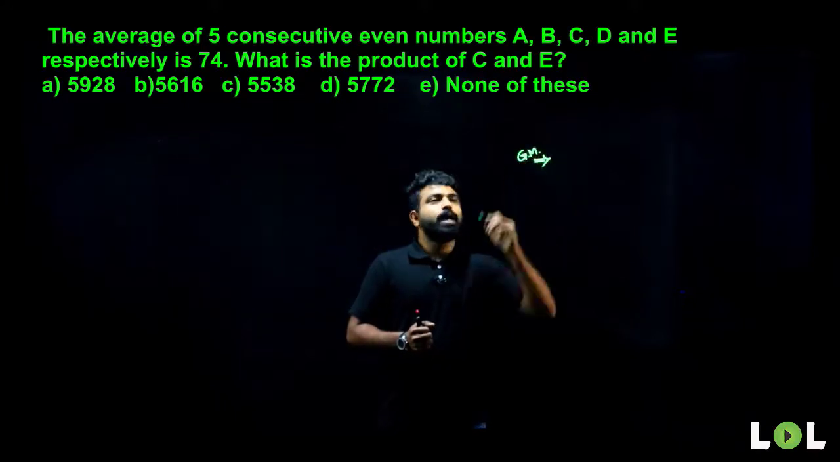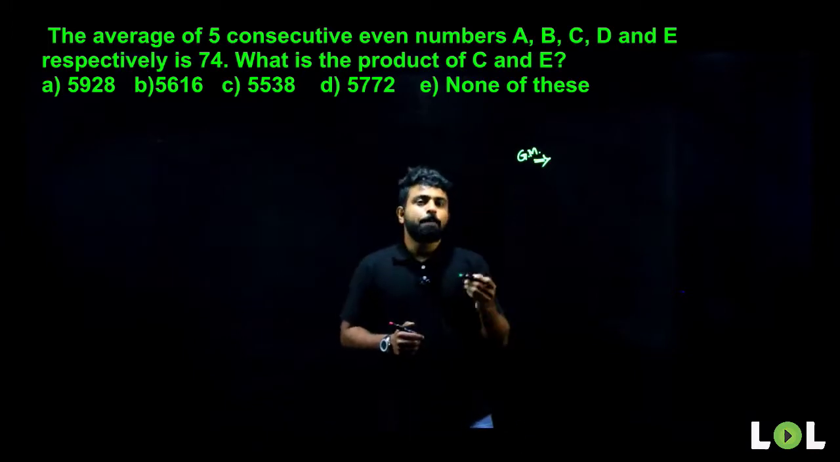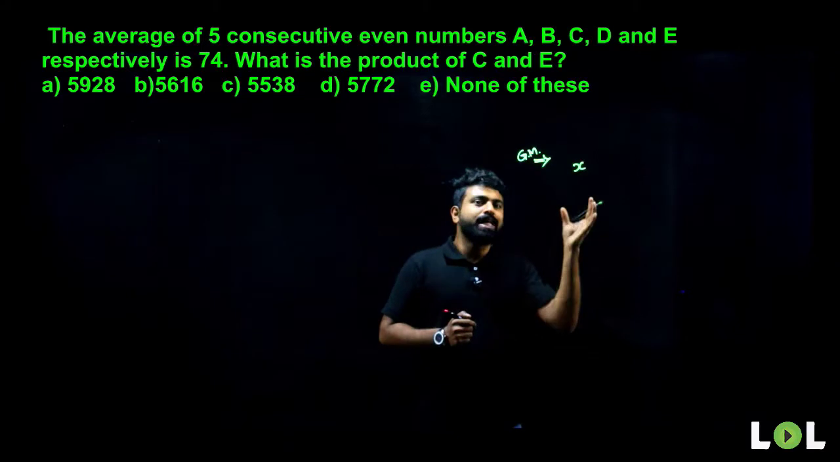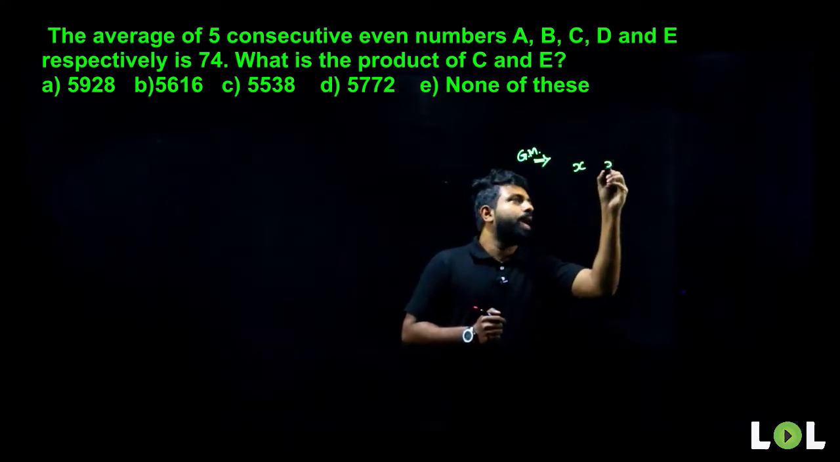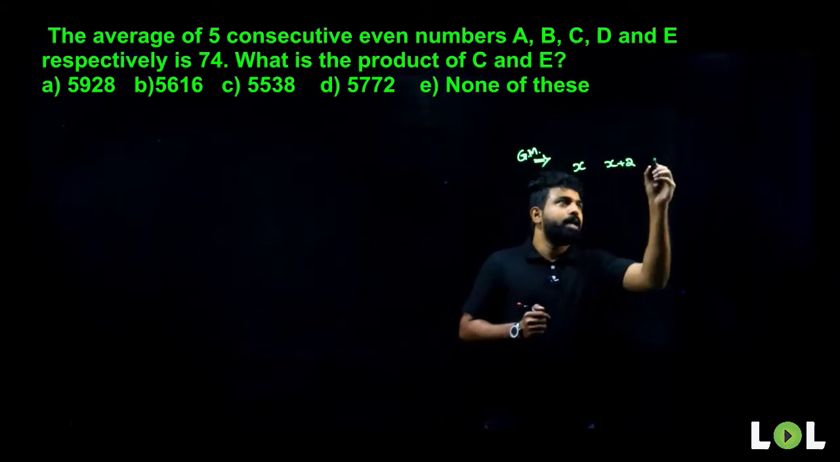Let us solve it by our general method. How do we solve it? Let us assume one of our numbers as x. They're talking about consecutive even numbers, so which will be my next even number? It would be x plus 2. What will be the next even number? It will be x plus 4.